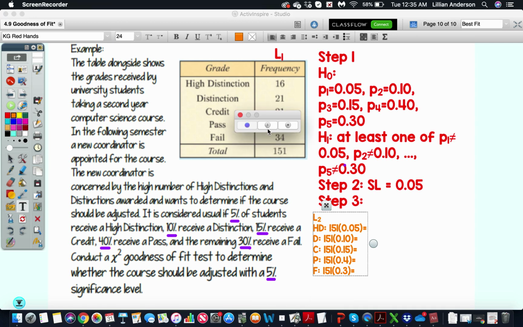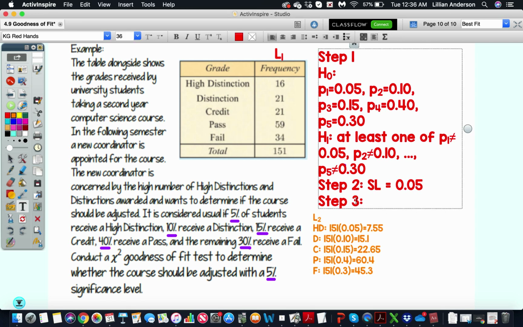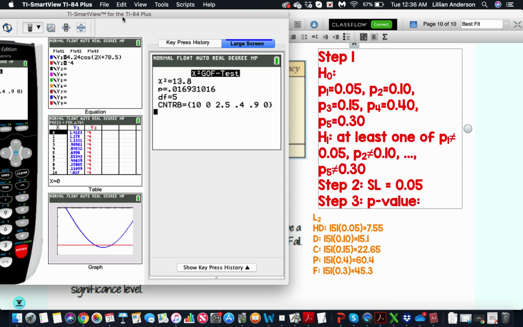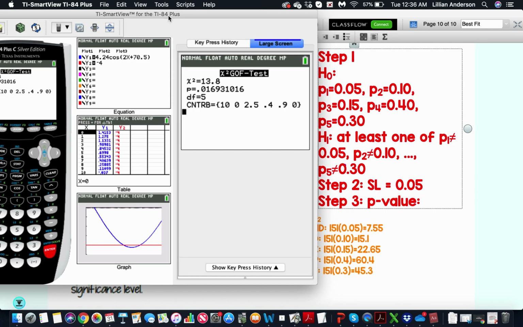Pause this video, figure that out. Hopefully you guys got these values. And so now what we can do is go in and find out what our p-value is using our calculator. Some of you guys might have already figured out what our p-value is.